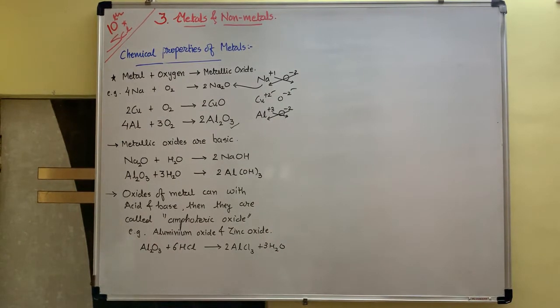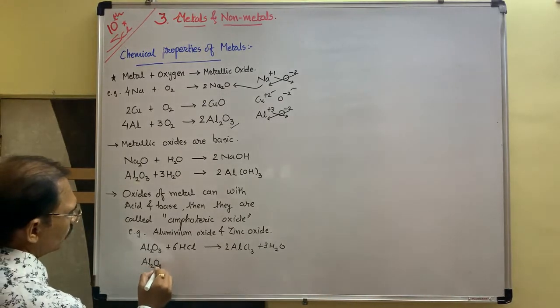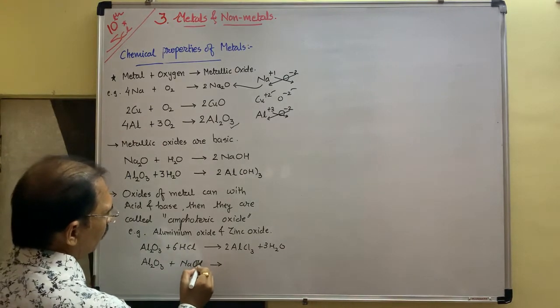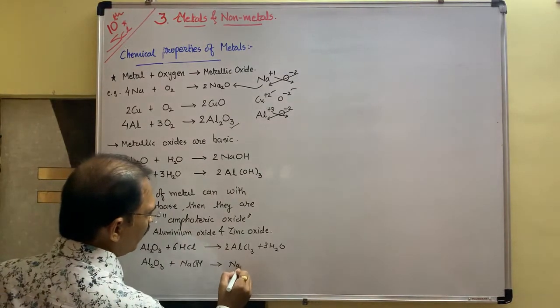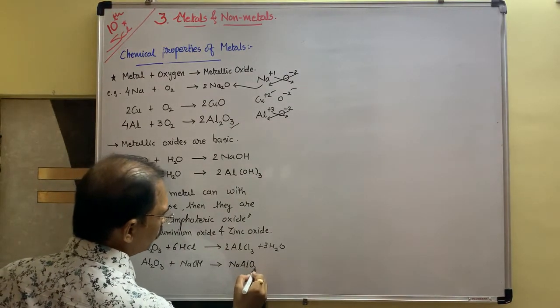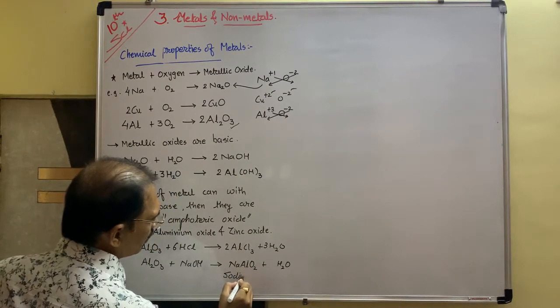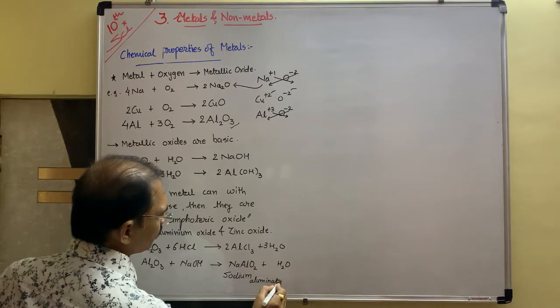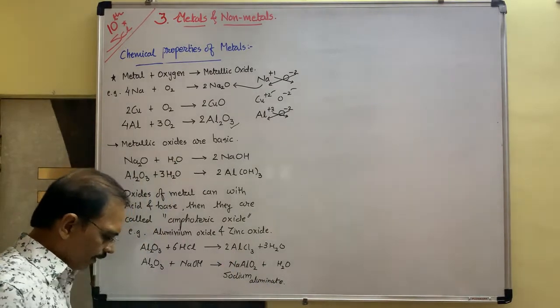Aluminium oxide can also react with base. Al2O3 reacts with base like NaOH. Again it forms salt and water. Salt is sodium aluminate, NaAlO2, and water is formed. This is sodium aluminate. Okay? The earlier one is aluminium chloride.